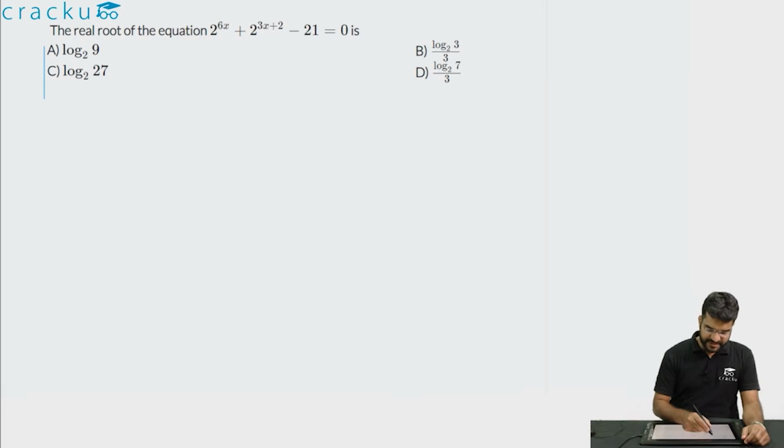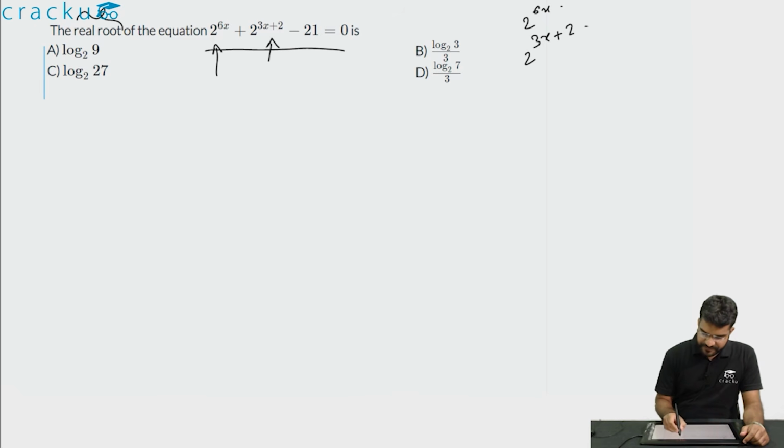In this question, we are given an equation in which we have 2 to the power 3x and 2 to the power 6x, and we are required to find the real root of this equation. If you look at the terms of the equation, you have 2 to the power 6x, and then you have 2 to the power (3x plus 2). You should immediately realize that if I substitute a variable for 2 to the power 3x, I'll get a quadratic or cubic equation, and then I'll solve for it, find the value of 2 to the power 3x, and then I can find the value of x.